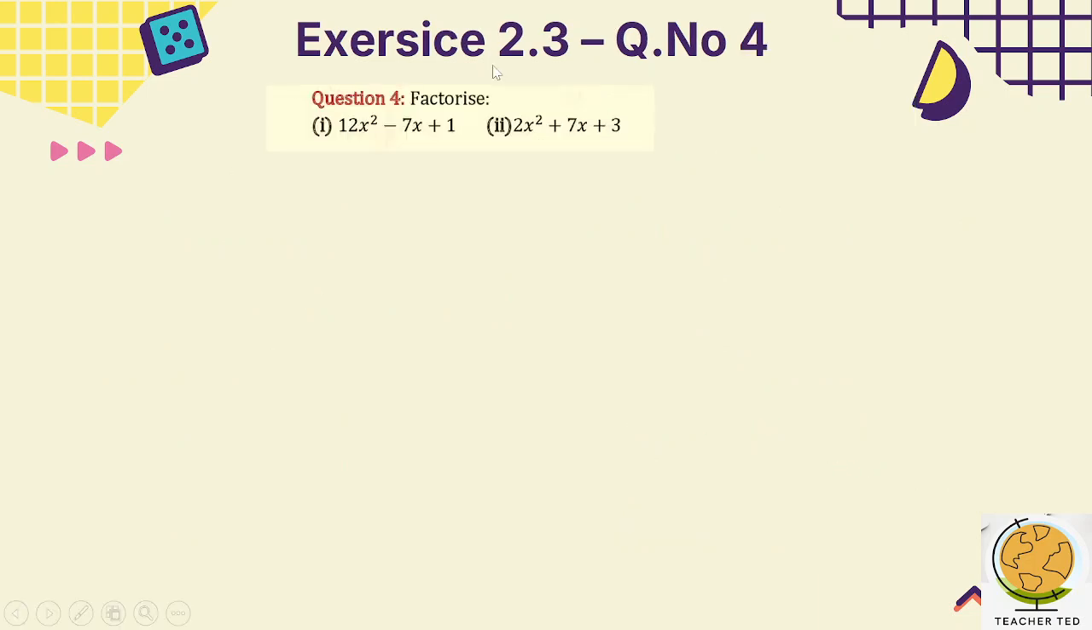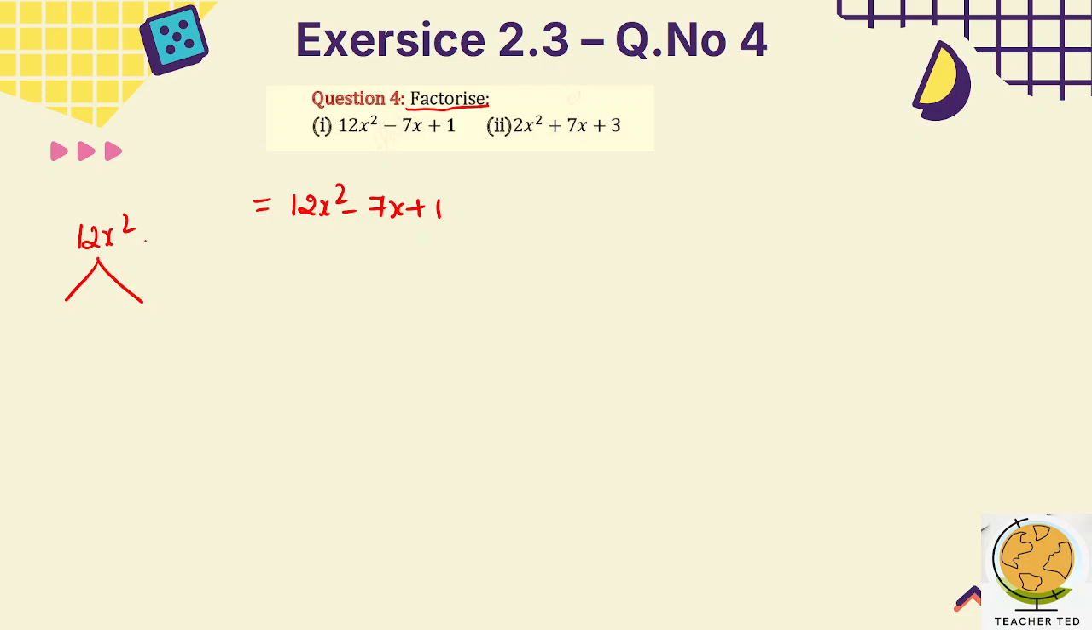Next, you need to factorize. I think you already know from your previous classes how to factorize. If you don't know, I will explain from the basics. So in the given problem, you need to find the factors. For the first problem, that is 12x square minus 7x plus 1, you know how to find the factors. So you need to know 12x square into 1 is 12x square. I'll write it down here.